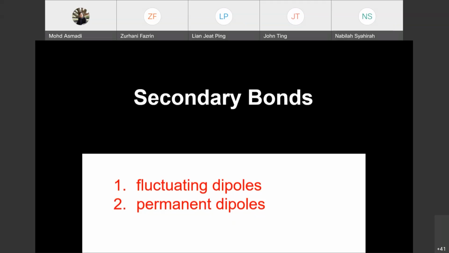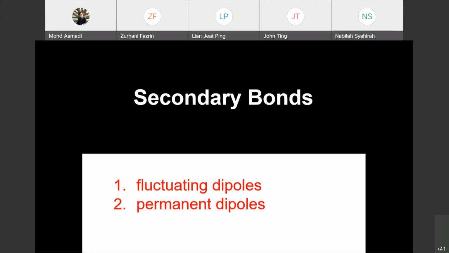For the secondary bonds, we can divide them into fluctuating dipoles and permanent dipoles. Fluctuating is just like a touch between two molecules or two elements, like hydrogen gas and hydrogen gas. They have a secondary bond. It just fluctuates. Van der Waals, we call it fluctuating dipoles. Or between group 8A, the inert gas, argon and argon. They can have different charges because the charge is moving.